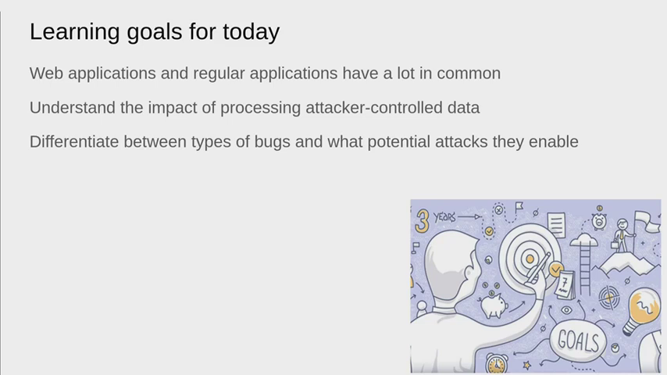Understand the impact of processing attacker-controlled data. Whenever you're handling data that comes from the attacker, you have to be careful when you're writing applications. And then differentiate between types of bugs and what potential attacks they enable. We'll start on the web application side and then move on to the software and system security side. First one, then the other. Because web applications are slightly easier to get into, and then we'll generalize.